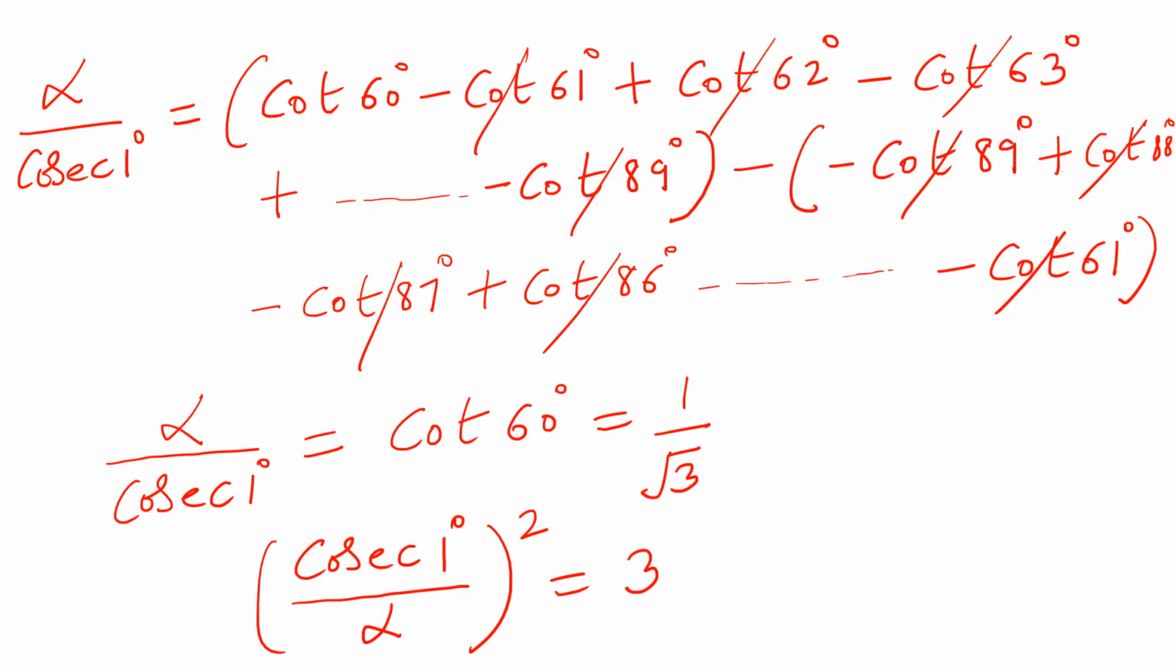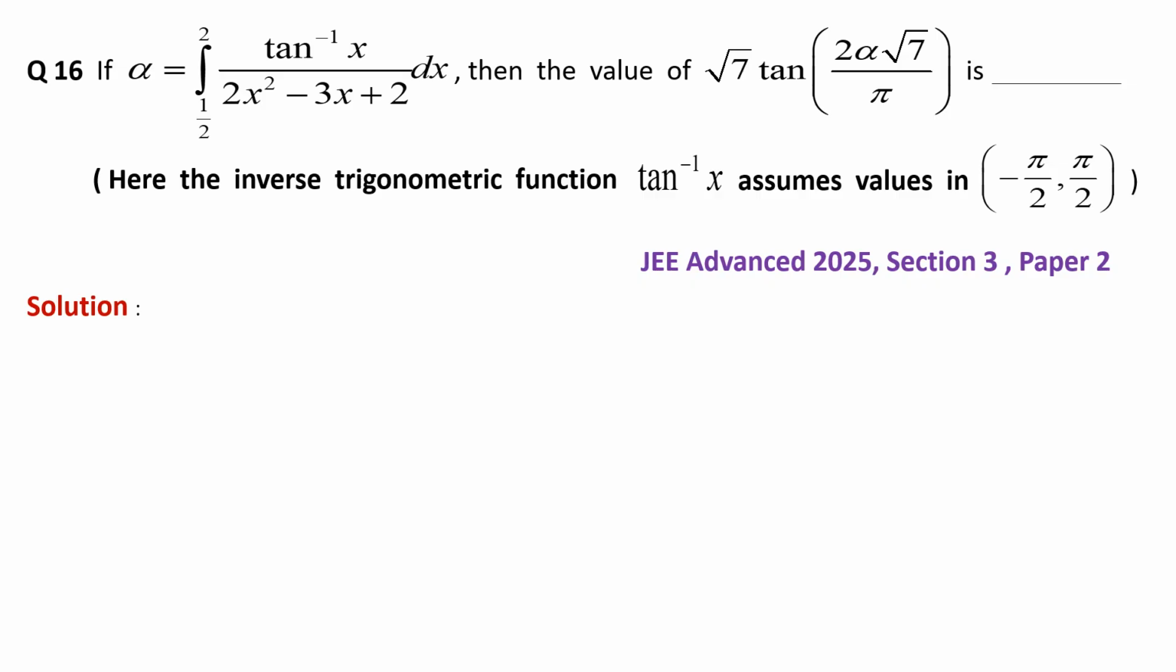Now we move to the next question. Now students, this is the second question of this video. It's a nice problem on definite integrals. It says if alpha equal to integral from 1 upon 2 to 2 of tan inverse x dx whole divided upon 2x square minus 3x plus 2, then the value of root 7 into tan of (2 alpha into root 7) whole divided upon pi is. Here the inverse trigonometric function tan inverse x assumes values in the open interval minus pi by 2 to pi by 2.